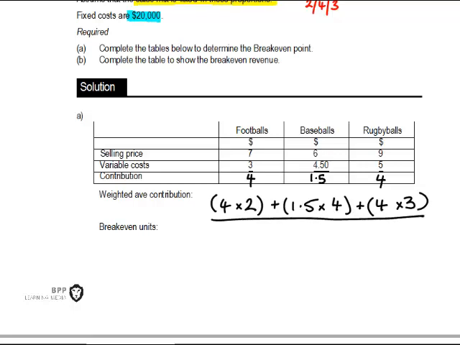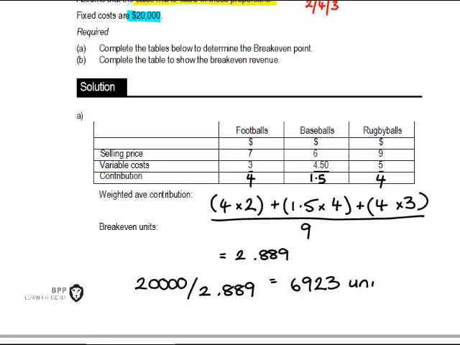And we're going to divide that over the total in the whole of the mix, which is 9,000, or we'll just use 9. Now if we do that, we end up with 2.889, and that's the weighted average contribution. So the break-even units is just our fixed costs, $20,000, divided by 2.889, and that gives us 6,923 units.